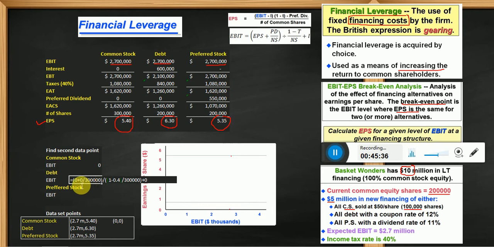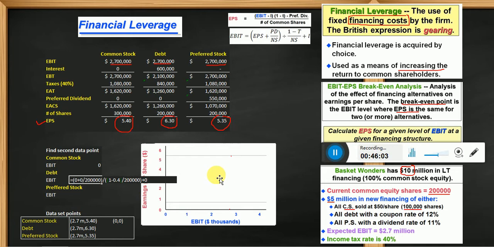Okay, earning per share we make it 0, and the second is the preferred dividend. Again, the preferred dividend is 0 in the debt situation, and the number of shares in the debt situation is not 300,000. Keep in mind, how much? 200,000. Because in the debt the number of shares is not increasing. And here next we have to put the interest.